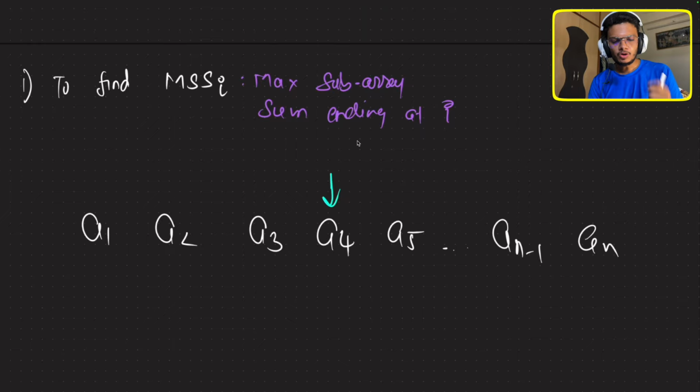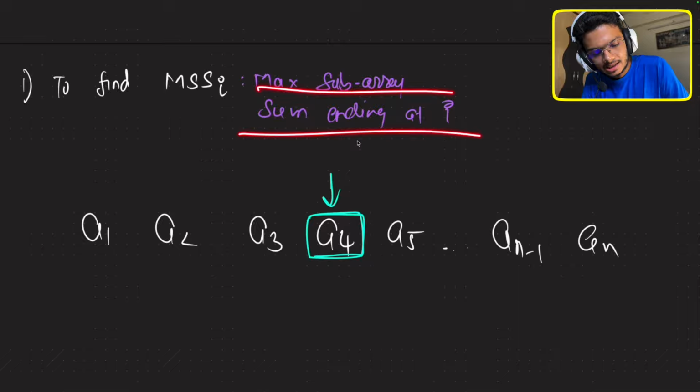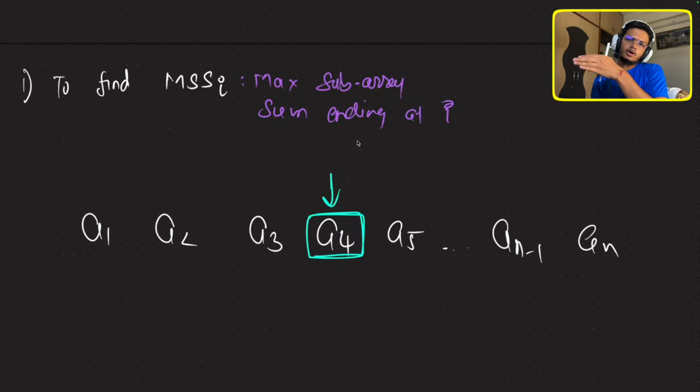Okay, now what all are our candidates? The maximum subarray sum can exist for, like, A4, like this can be the subarray for which we have the maximum subarray sum, right? So you get the problem I'm trying to solve. I'm trying to find the maximum subarray sum ending at index 4: among all the subarrays which end at index 4, which subarray yields the maximum sum. So that's what I'm after.